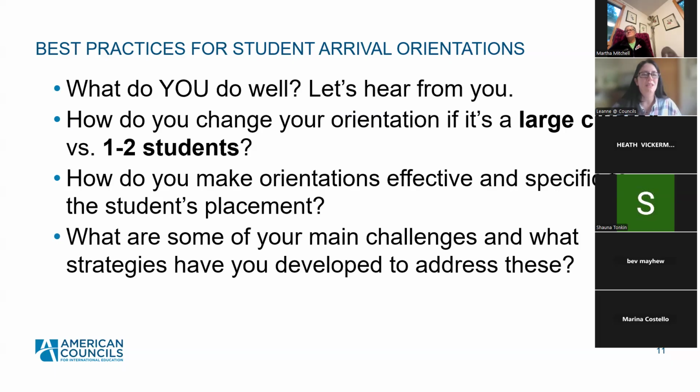So let's see here. Martha, you usually have a cluster, and Heath usually has a cluster. Do you have tips or tricks to make it work well, so it feels like each kid is getting individual attention and also attention for the cluster?